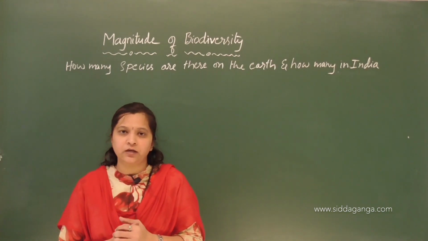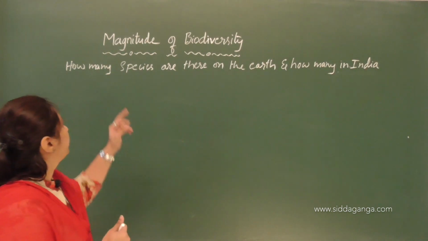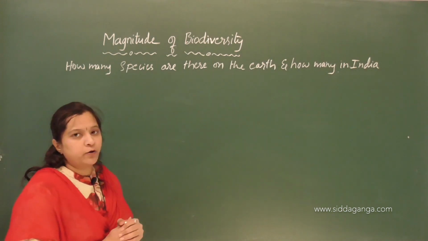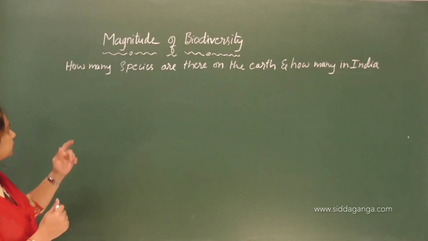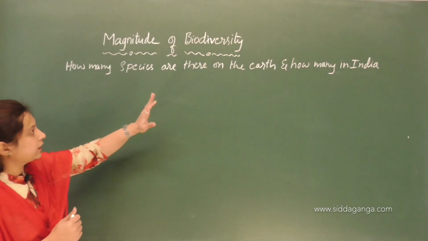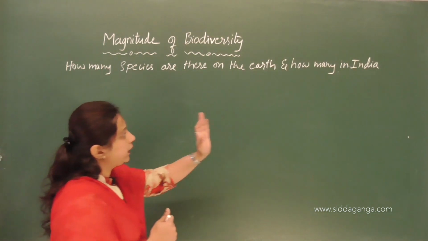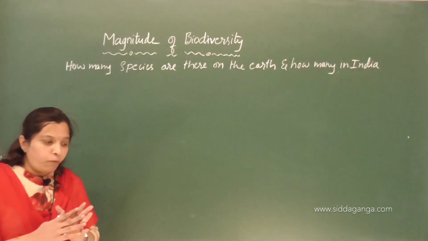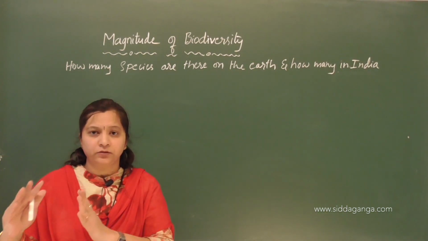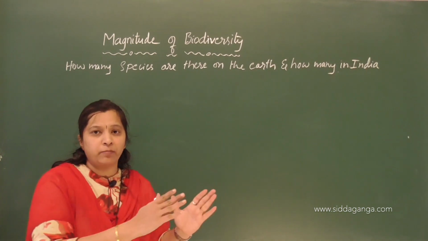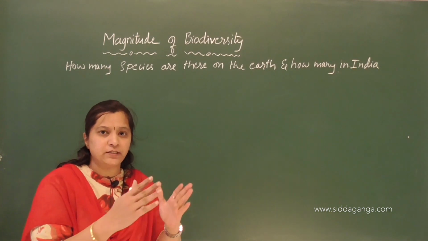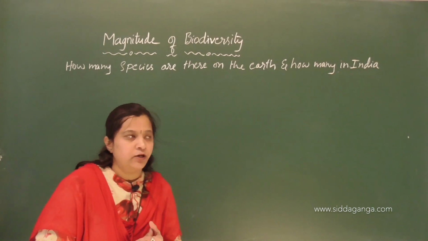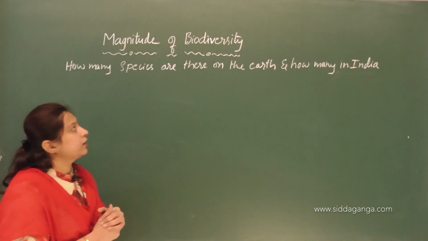In this session, I would like to take up the magnitude of biodiversity. Magnitude of biodiversity means how many species are there on the earth and how many are in India. So totally how many species are present on the earth, and how many of the total number of plants and animal species are present in India. That we are going to discuss today. So how many species are there on the earth?